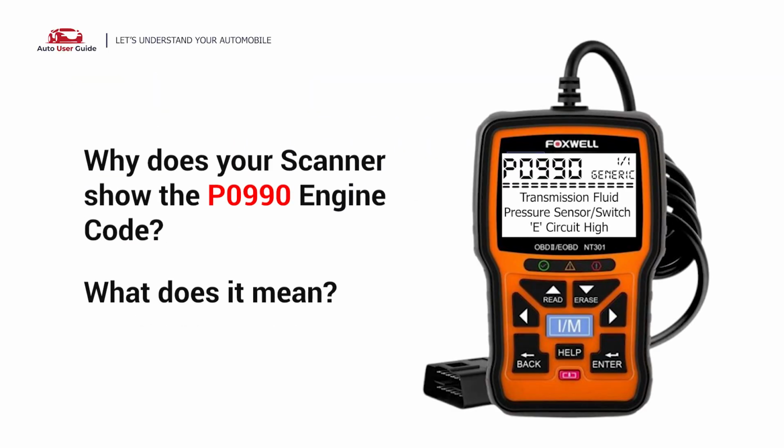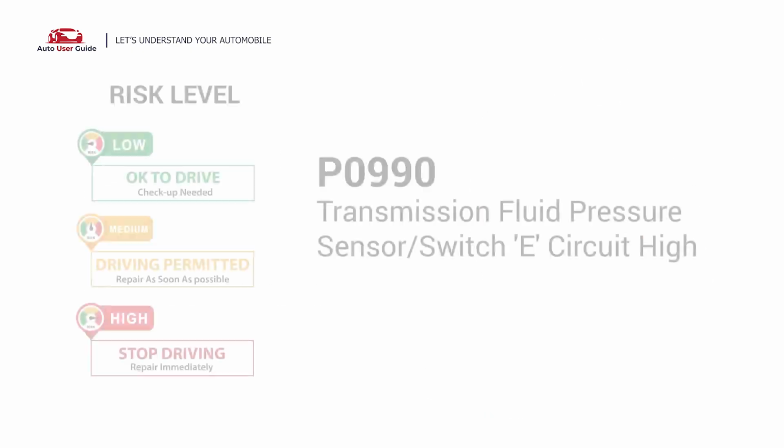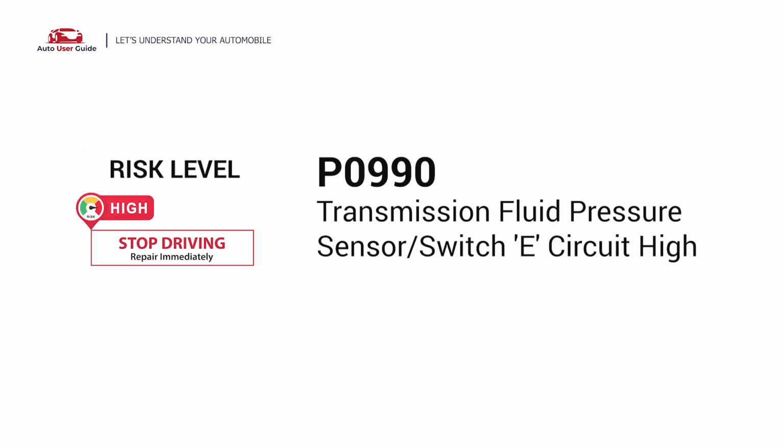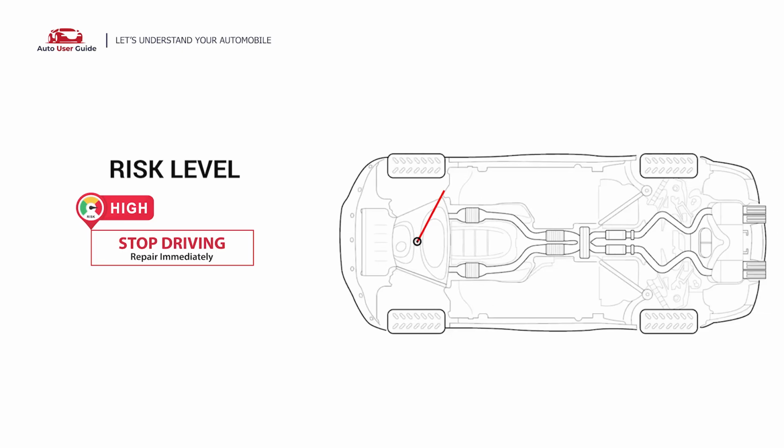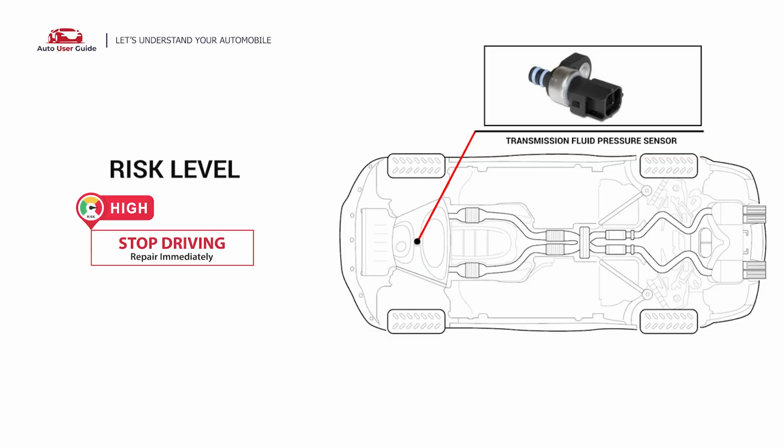Why does your scanner show the P0990 engine code? What does it mean? P0990 is a diagnostic trouble code for transmission fluid pressure sensor or switch E circuit high. The P0990 engine code indicates the vehicle's computer has detected an abnormally high voltage reading from the specific pressure sensor responsible for monitoring hydraulic fluid pressure in the transmission. Under this circumstance, stop driving and repair your vehicle immediately.